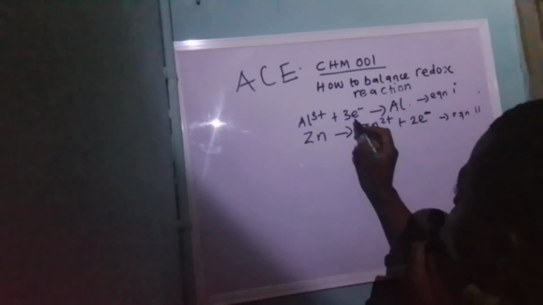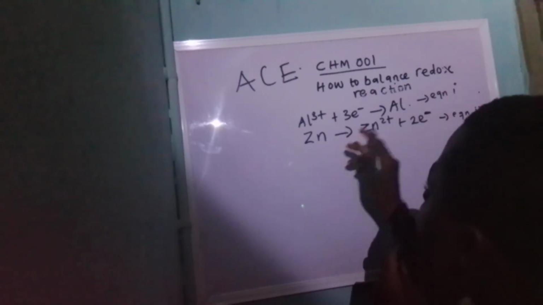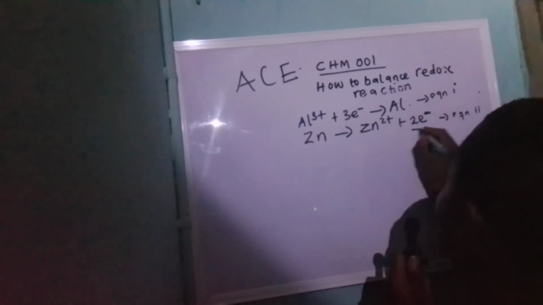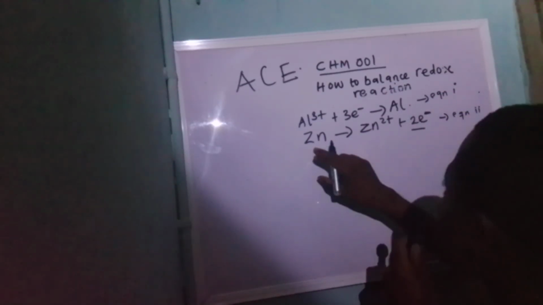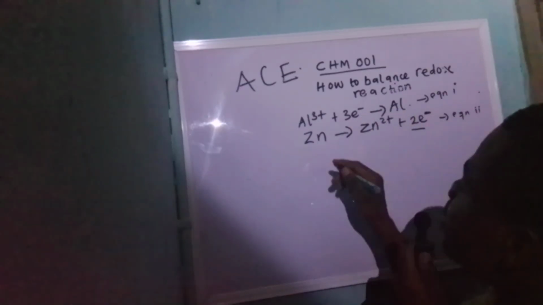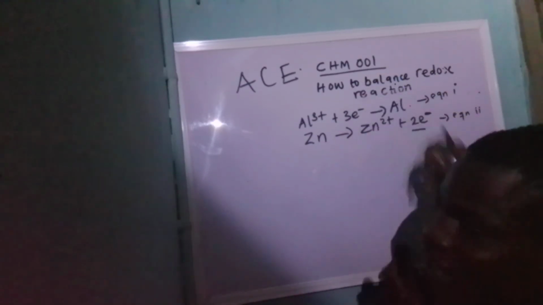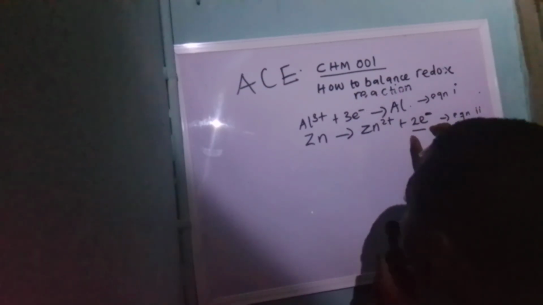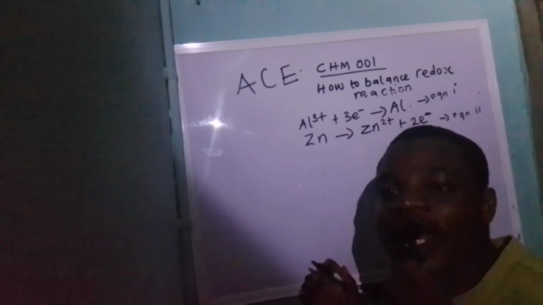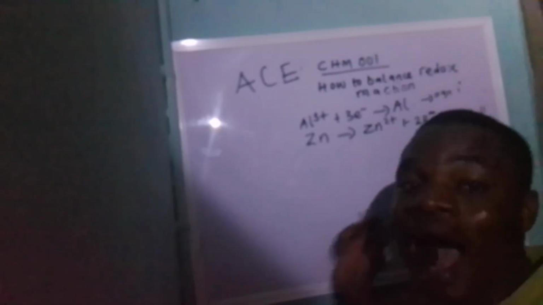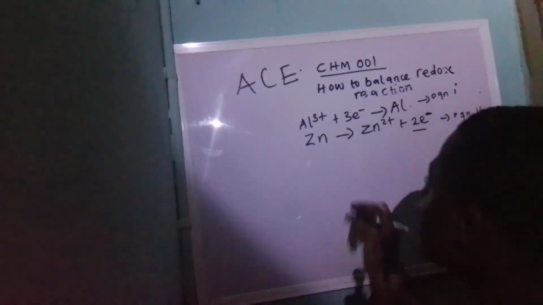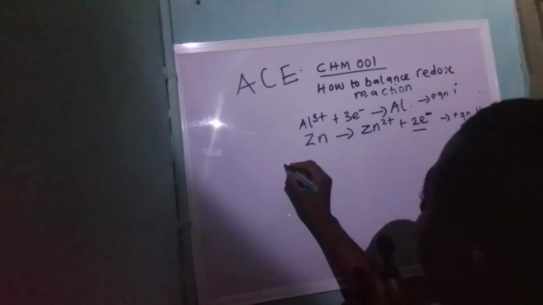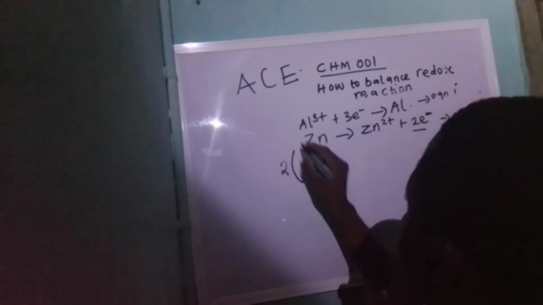To balance the number of electrons in each equation, if you look, we have 3 electrons here. That means you multiply equation 1 by 2 and equation 2 by 3. I'm going to multiply equation 1 by the number of electrons in equation 2, and multiply equation 2 by the number of electrons in equation 1. So if this is my equation 1, I will use 2 to multiply everything here.